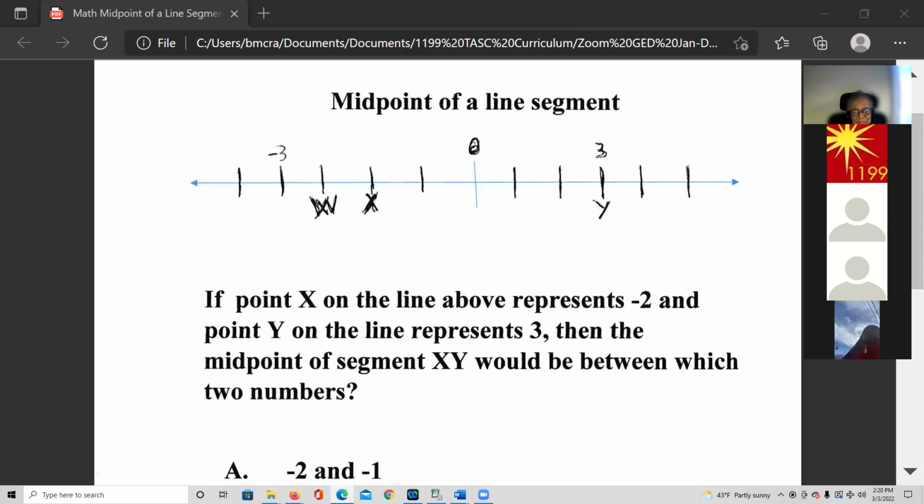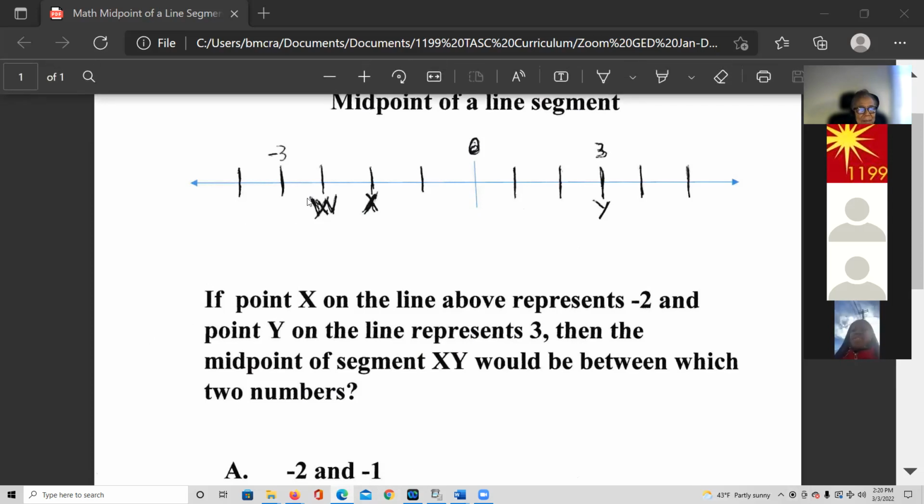Any questions? Okay. So that's how you find the midpoint. It's the halfway point between 2 points, right? Notice I put a W here, but you don't need that. Sometimes you'll have information you don't need, particularly in word problems. You didn't need that because you're only interested in the segment XY.